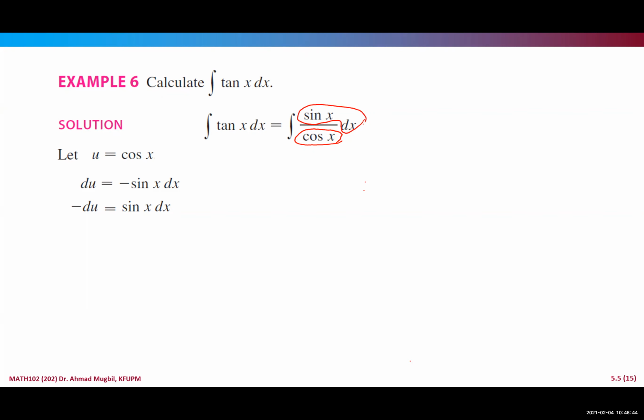Now you just have sine x dx. So what you need to do is this. This will be equal to the integral of cosine x, which is u, and sine x dx is negative du. So you can just write here negative 1 du. And the negative can go out, shabab. So you can write this.